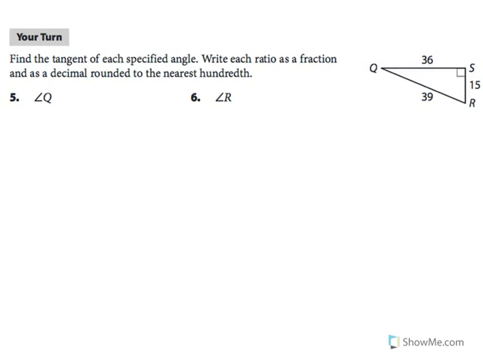Okay, now it's your turn. Find the tangent of each specific angle. Write each ratio as a fraction and as a decimal, rounded to the nearest hundredth. For example 5, I'll give you guys 1 minute to work it out, and we'll go over the answers.